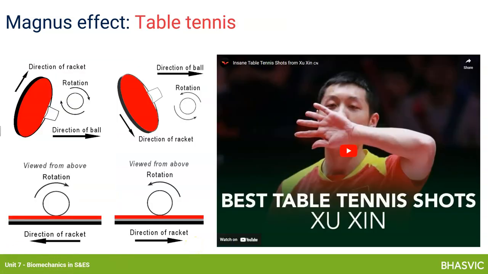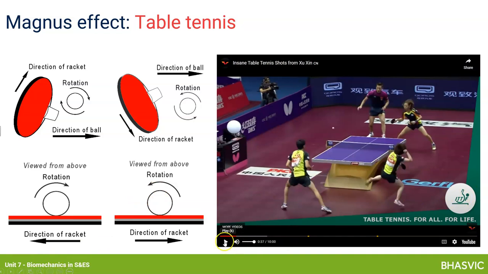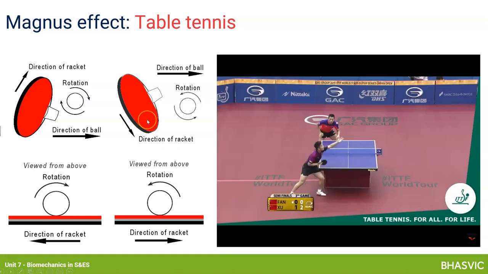Last example, table tennis. Probably a brilliant example of how extreme spin gets put on the ball, deviating its flight path and making it veer left and right. Have a little look at these amazing table tennis rallies and look for the spins. There's all sorts of different directional spins.